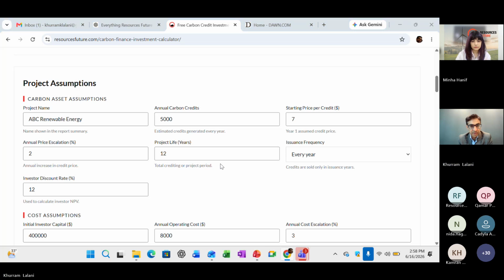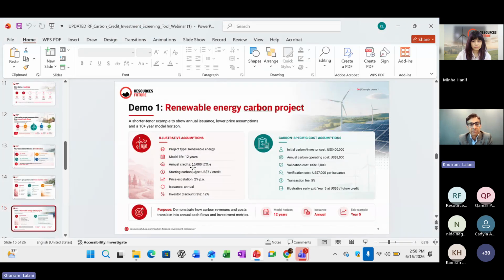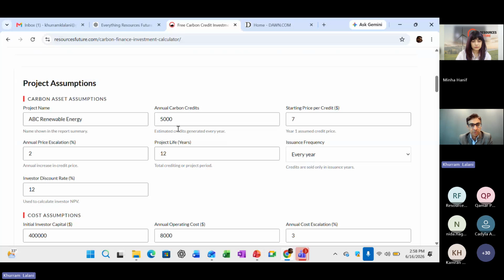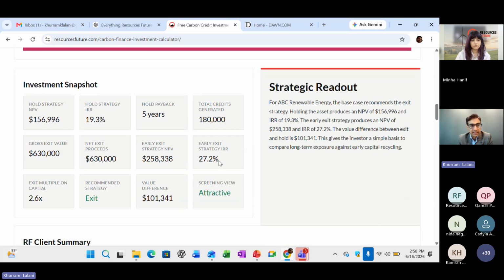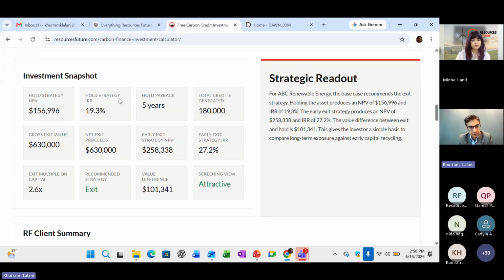But the annual credits is 15,000 in the example. So I'm just going to model the exact number that we have used, and I will calculate again. If I take 15,000, then my whole strategy NPV is $157,000. My IRR is going to be 19.3% in dollar terms. If I hold all my inventory, the payback is around 5 years. I will generate total credits of 180,000.